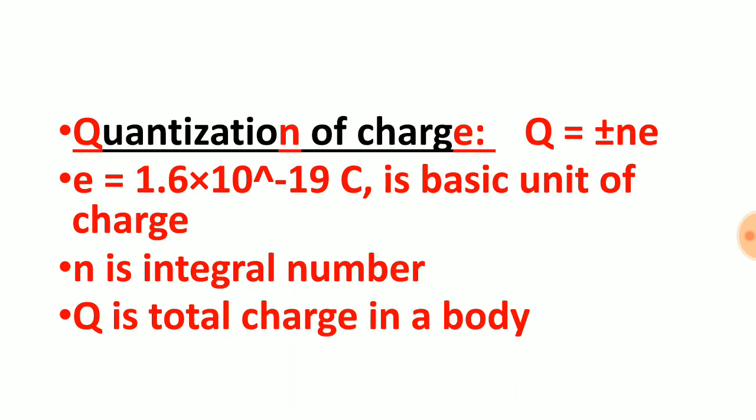So now let us learn this term, quantization of charge. Before moving to the apparatus, this term is very important in this derivation, quantization of charge. Quantization starts from this word Q, so I have kept Q over here, and n is here, and e is the last term of charge. So quantization of charge is just Q is equal to plus minus n e. This Q is total charge present in a body. So total charge present in a body is equal to integral number of basic unit of charge. This is called quantization of charge.